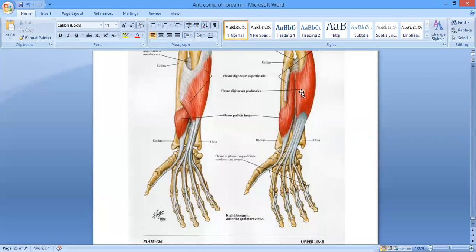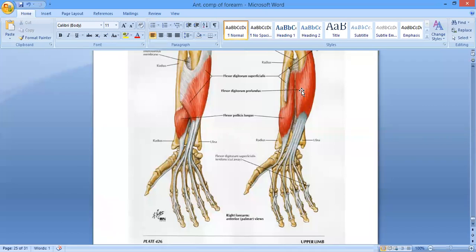Okay. I have already told you its nerve supply. The medial half is supplied by the ulnar nerve and the lateral half by the median nerve. The median nerve gives a branch called the anterior interosseous nerve. To be specific, it is supplied by the anterior interosseous nerve, which is a branch of the median nerve. Is it clear? Okay.